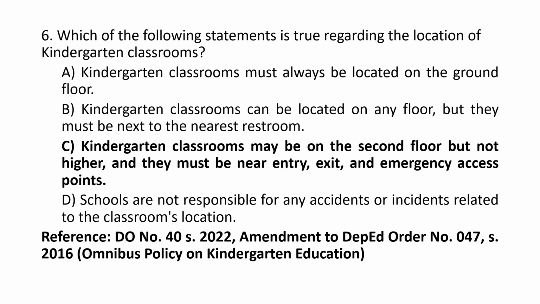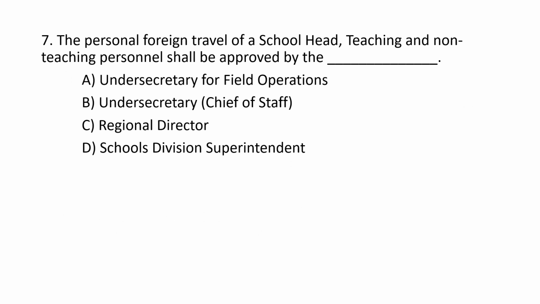The answer is letter C. Kindergarten classrooms may be on the second floor, but not higher, and they must be near entry, exit, and emergency access points. The reference is DepEd Order Number 40 Series of 2022 or the amendment to DepEd Order Number 47 Series of 2016 or the Omnibus Policy on Kindergarten Education.